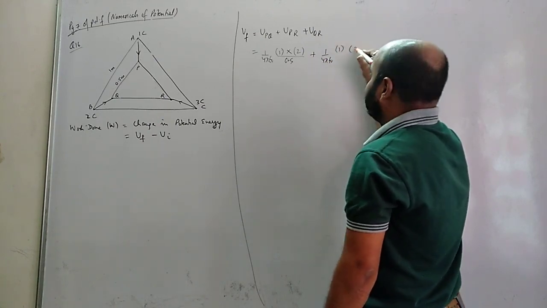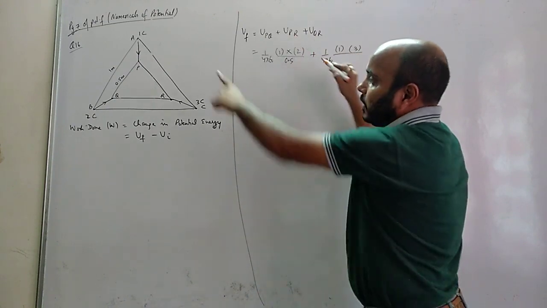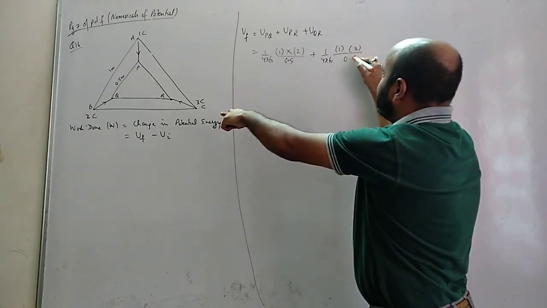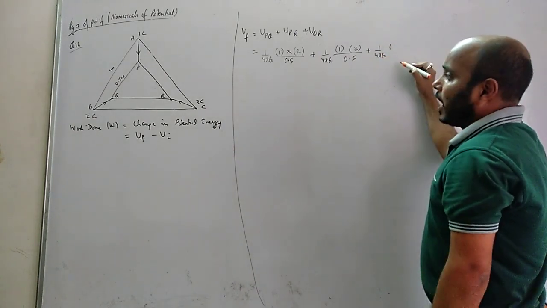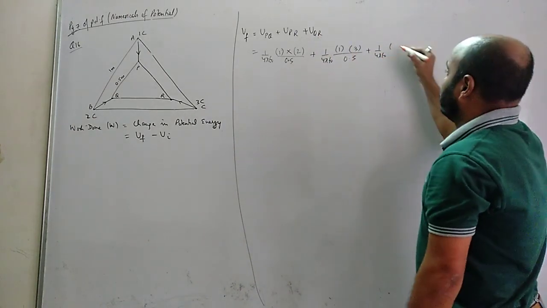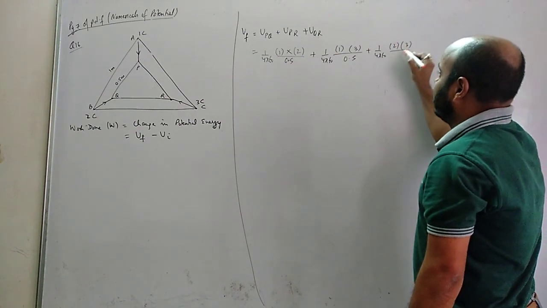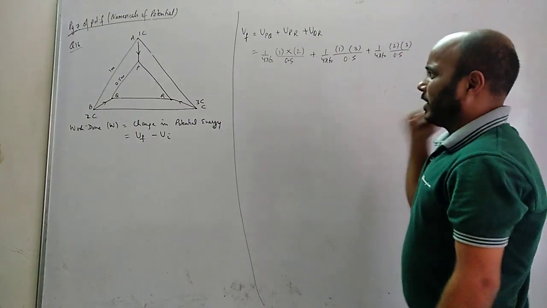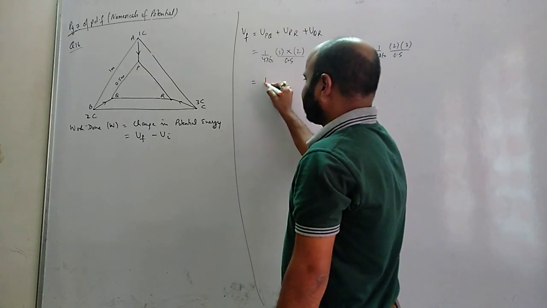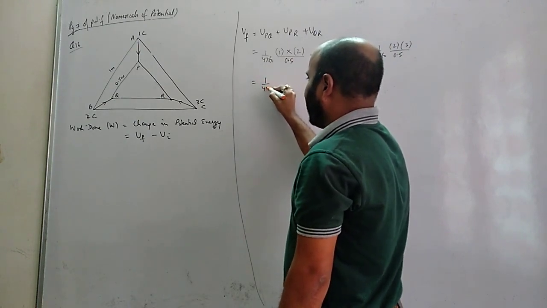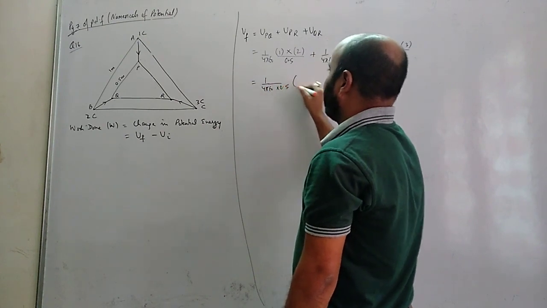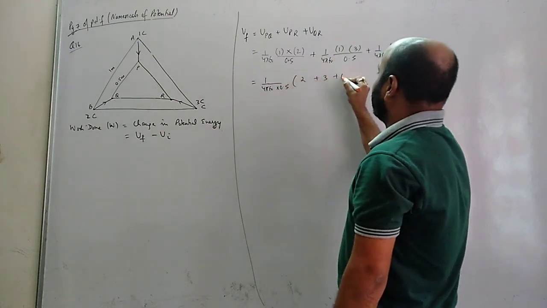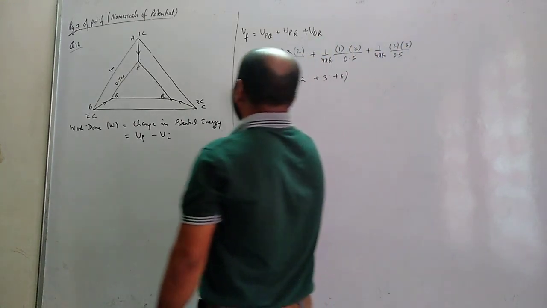Charge in R is 3 coulomb, P and R, check P and R. Divided by distance 0.5, plus again 1 by 4 pi epsilon naught, charge in Q 2 coulomb, charge in R 3 coulomb divided by distance. So everything is coming common. See nicely, 1 by 4 pi epsilon naught common into 0.5 is also coming common. 2 plus 3 plus 6. You can calculate on your own.